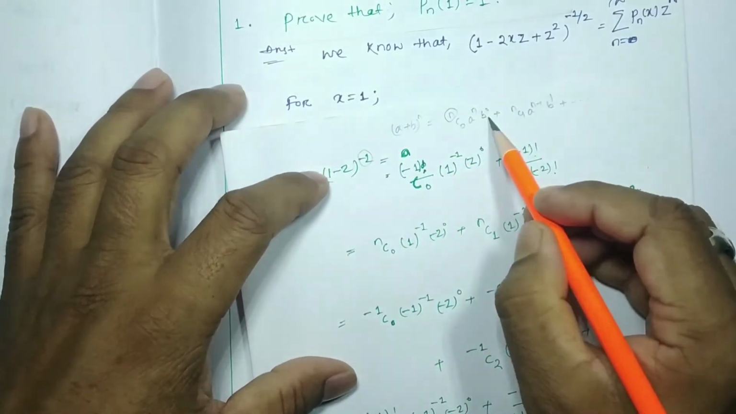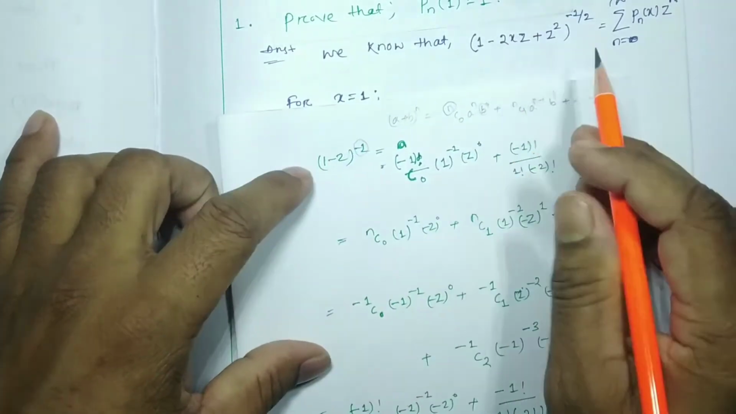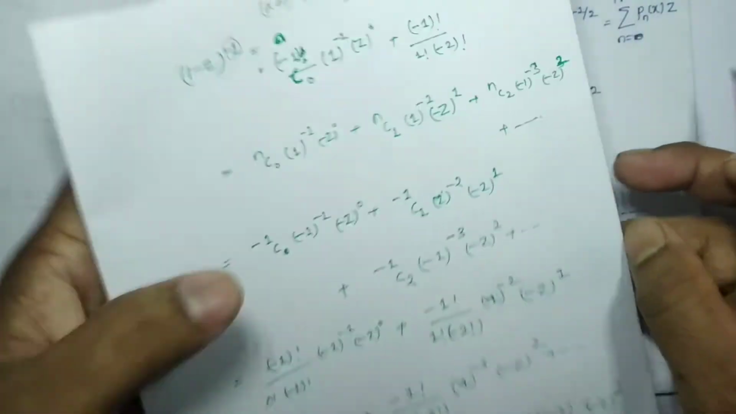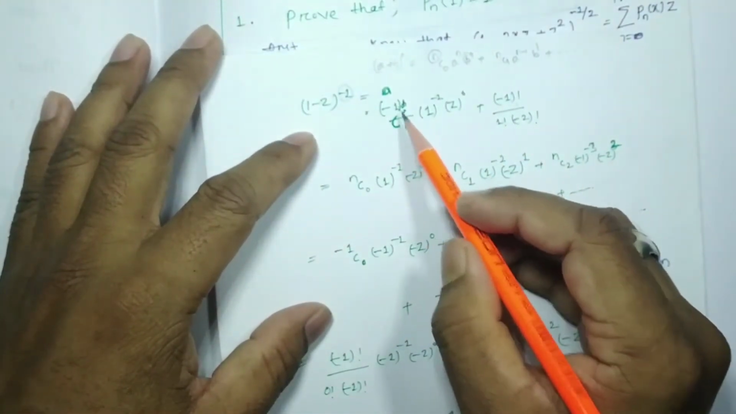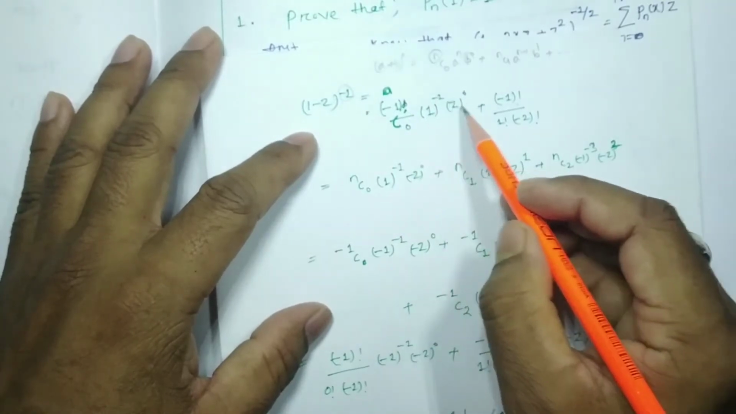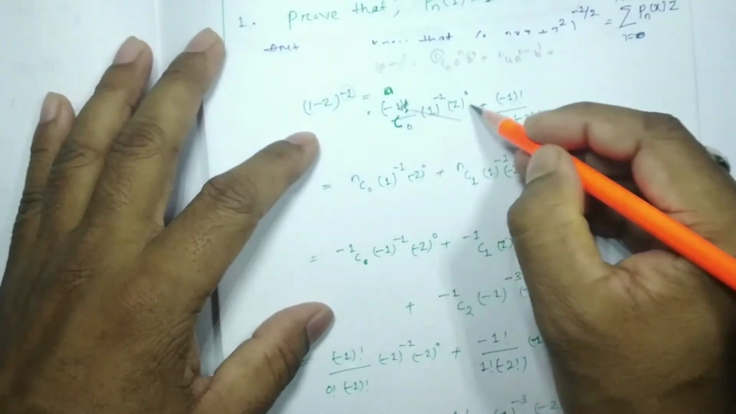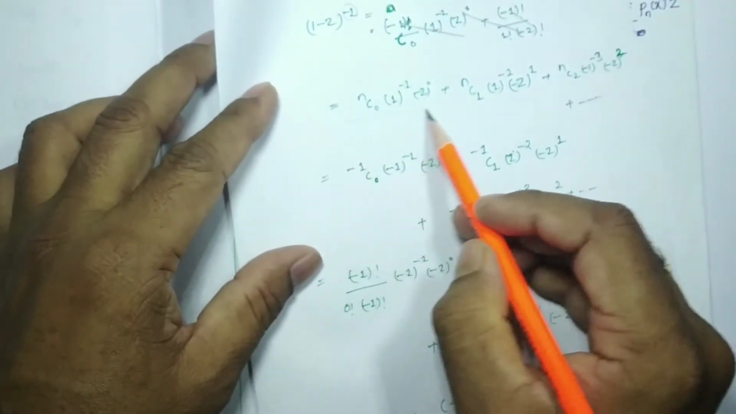Okay, and b is nothing but minus z. You do it in your rough, no problem, easily you can find. So here I have done, you just watch. This is minus 1 C0 1 to the power minus 1 z to the power 0 plus... this is not right, here I have written nC0. This is the general format.